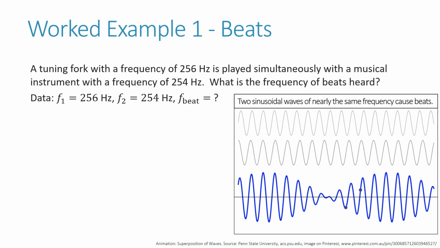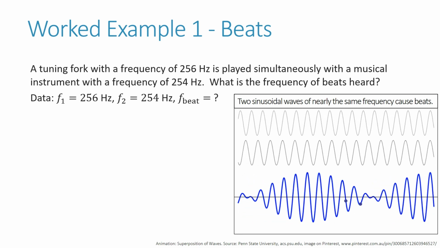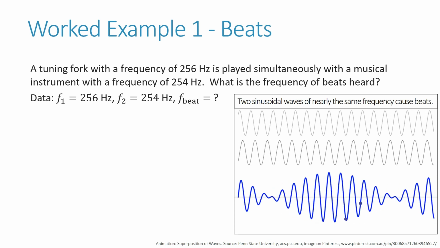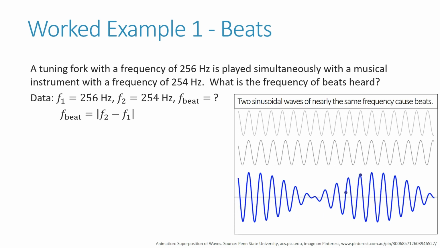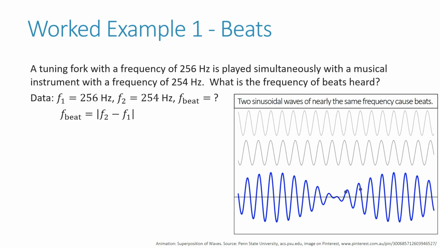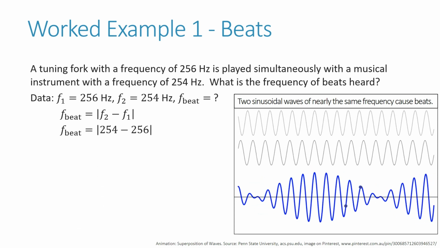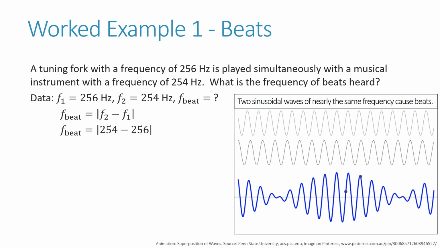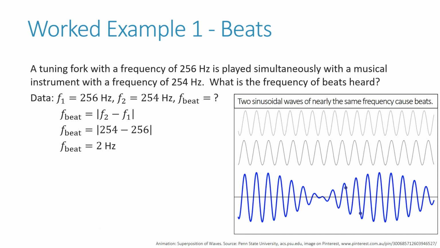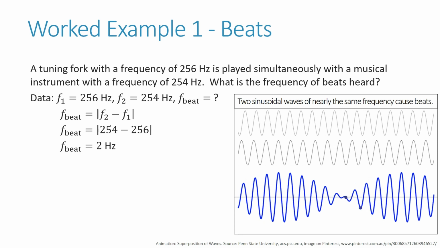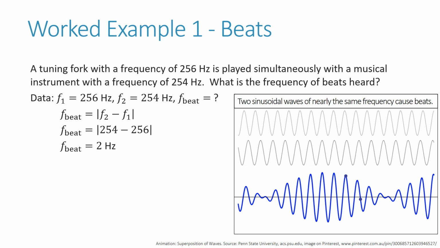So here's the data. The first frequency is 256, the second is 254 Hz, and we want to find the frequency of the beats. Here's the formula from the formula sheet. The frequency of a beat equals the absolute value of f2 minus f1. We substitute, so 254 minus 256, absolute value of that is 2 Hz. So the frequency of the beats, you could actually hear it 2 times every second.